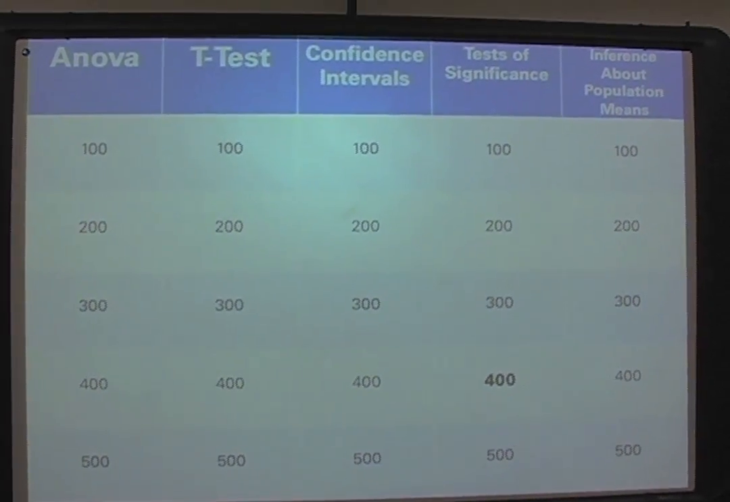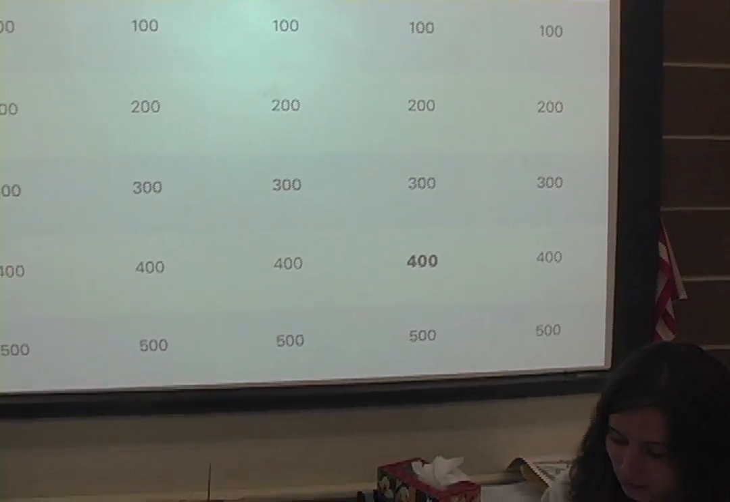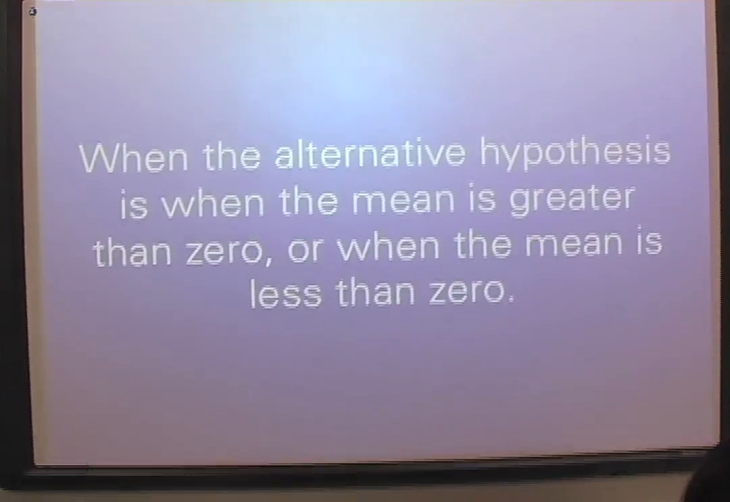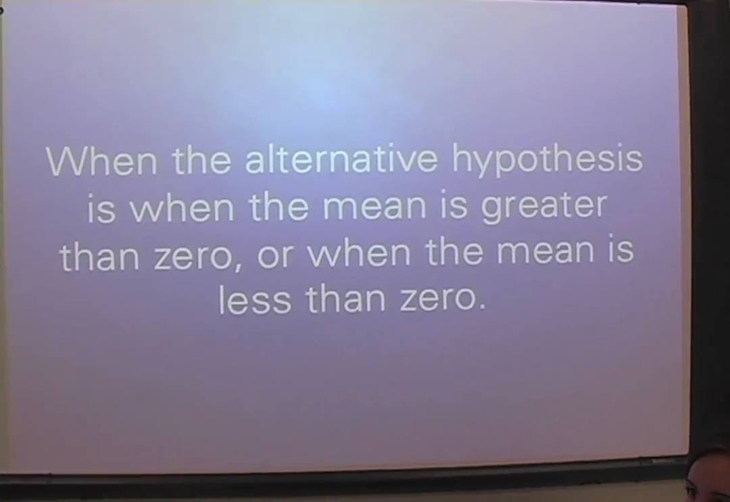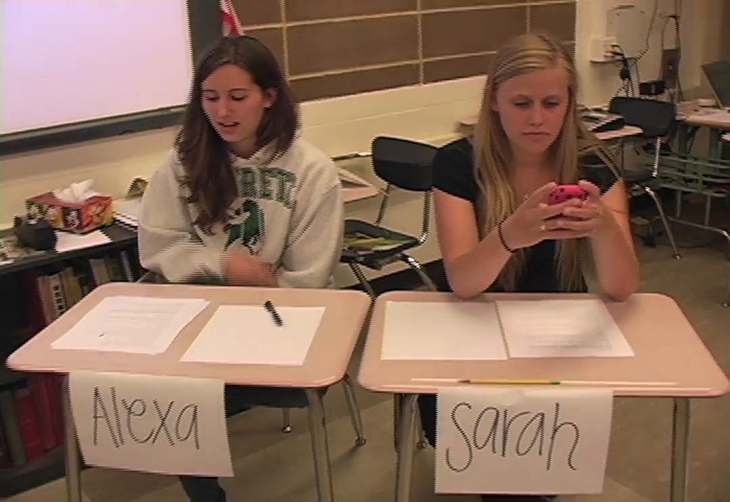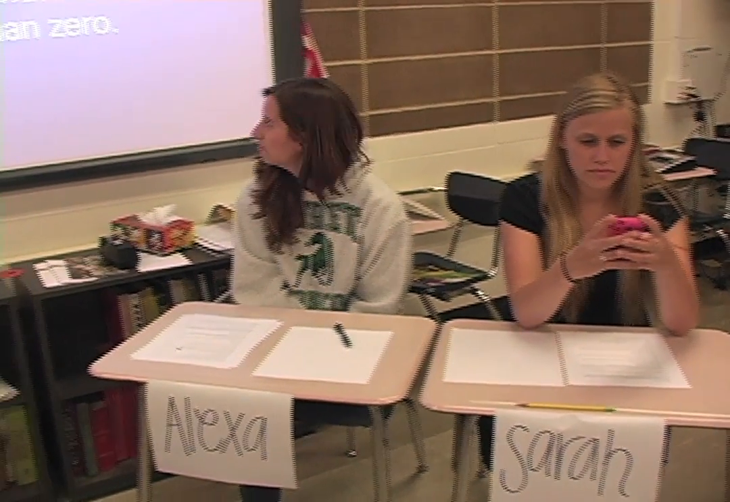Alright, there's only one left. You can do this. I think I'll go with test of significance for 400. 400, alright. When the alternative hypothesis is when the mean is greater than 0 or when the mean is less than 0. What is a one-sided alternative hypothesis test? That is correct. And that is all the time we have for now. When we come back after commercials, we will be doing the final Jeopardy round.